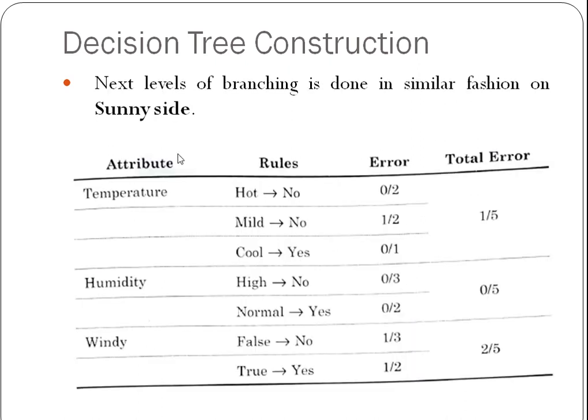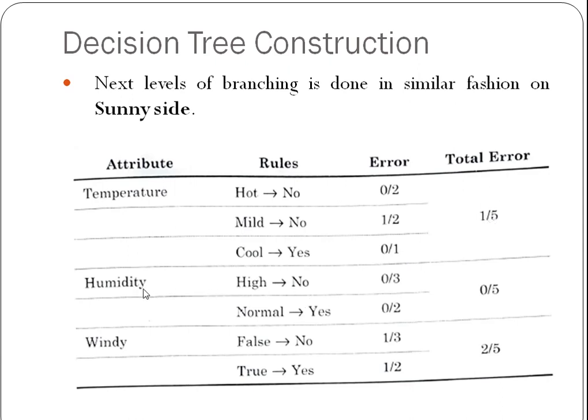If you do the analysis in a similar fashion, you will get a table like this. If I choose temperature, these are the different rules. Temperature has 3 different values: hot, mild, cool. If I say temperature hot, no errors, so it will pass all the cases. If I say mild, 1 out of the 2 cases will fail. If I say cool, yes, no error. And total error is what? 1 out of 5. So the total error is 1 error out of 5 instances.